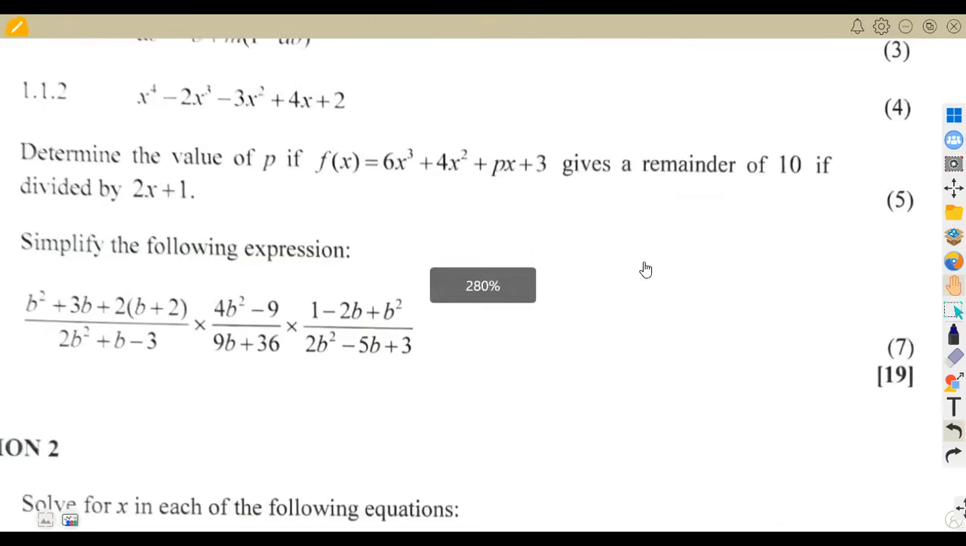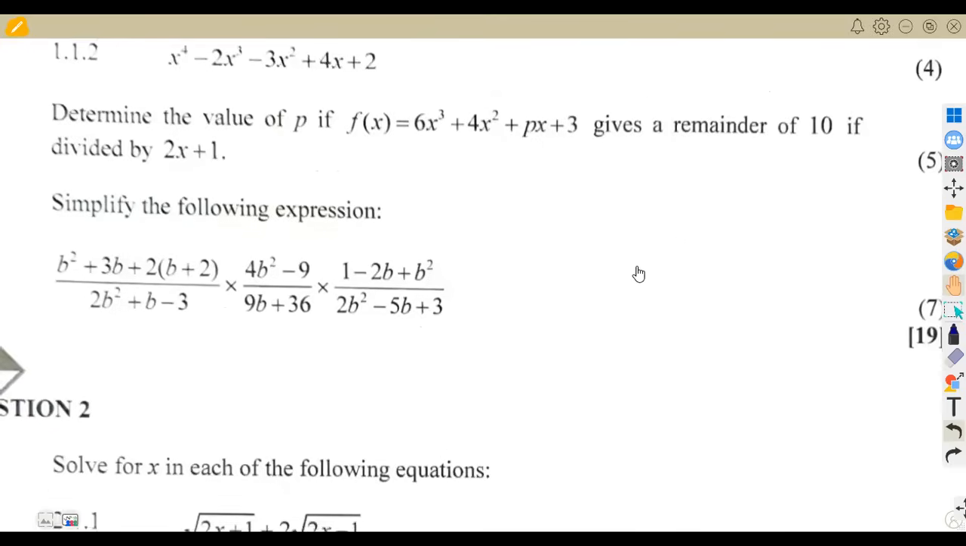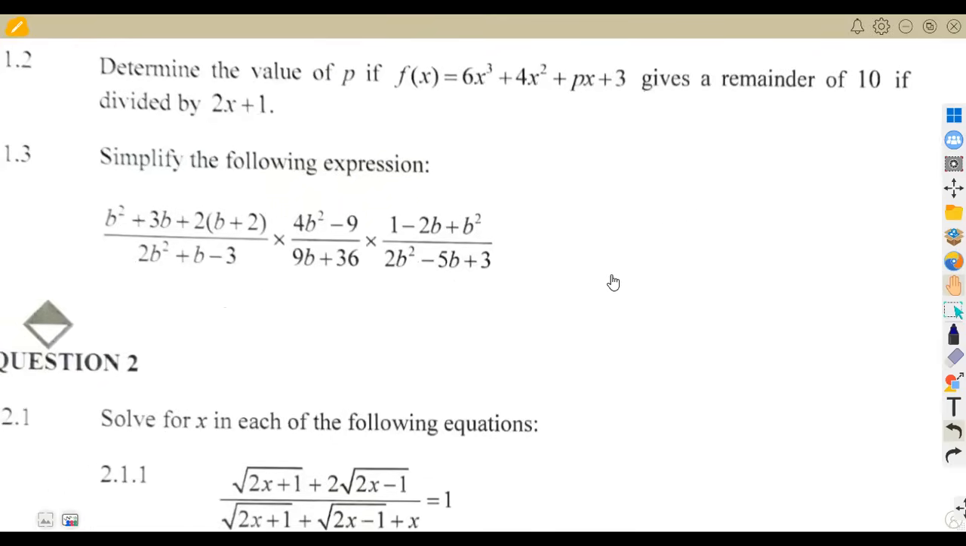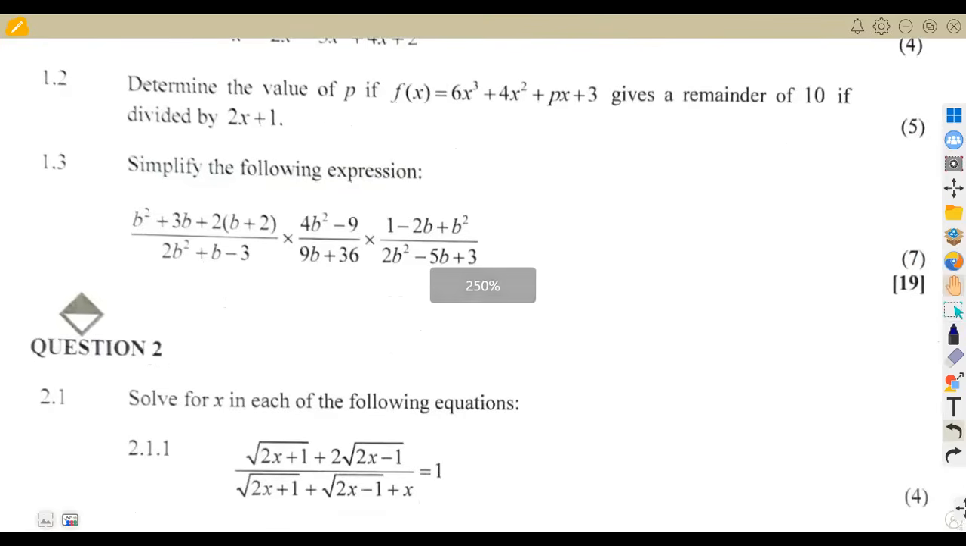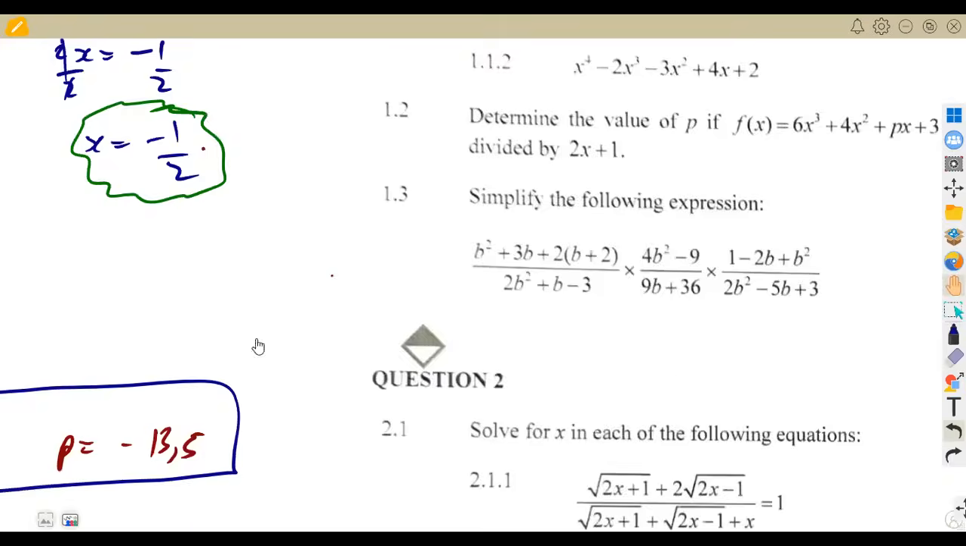5 marks for that. All right, this was 5 marks. Then simplify the following expression on 1.3, which is 7 marks. All right, let's see how 7 marks.